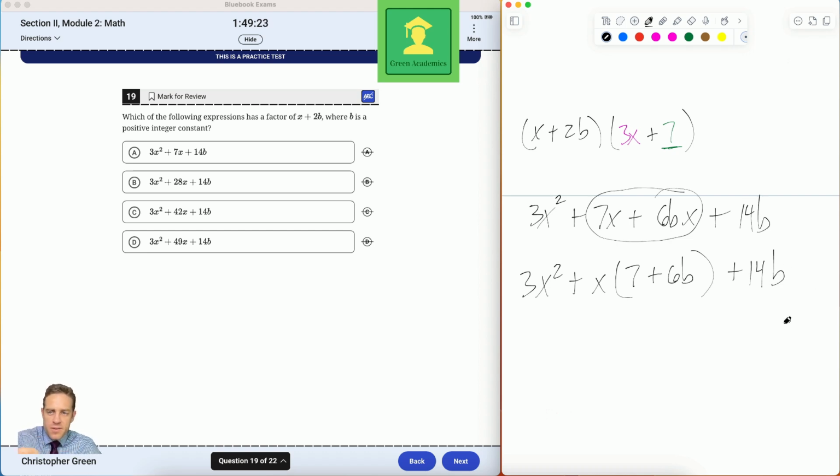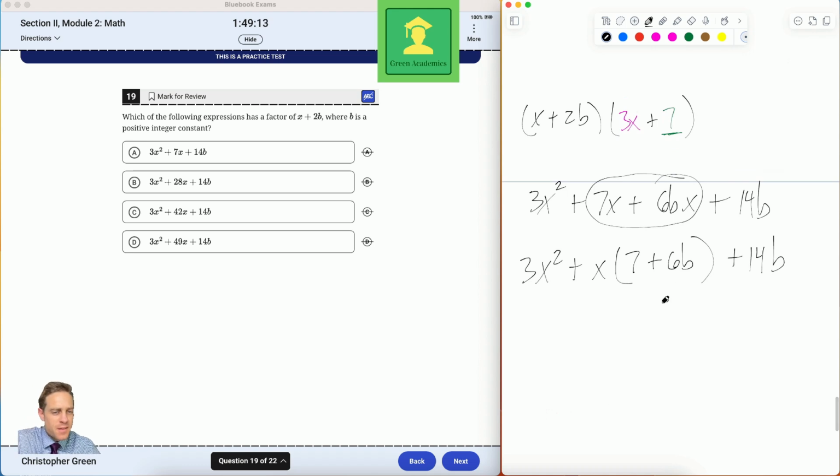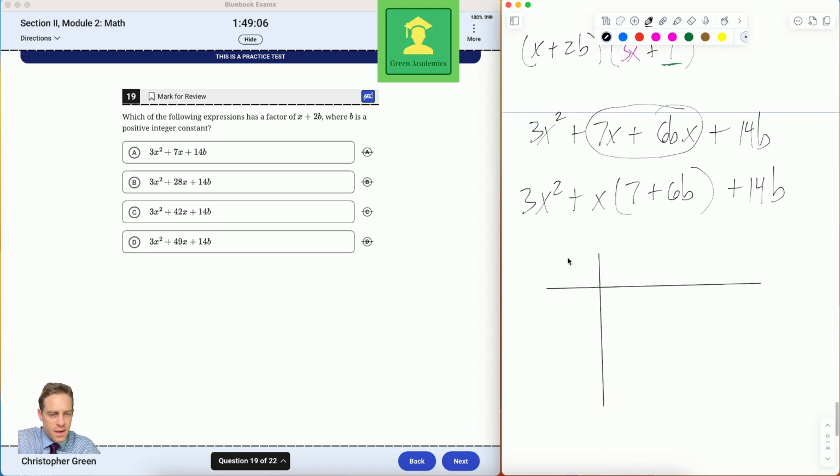Now, from the answer choices, it tells you as a fact that b is a positive integer constant. So 7 plus 6b, but b is a positive integer. So think about the values of b. Let's make a little table here, right? The values of b, and then what you get when you do 7 plus 6b. b has to be a positive integer constant.